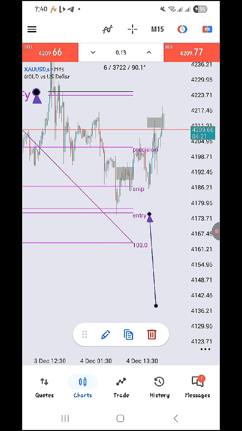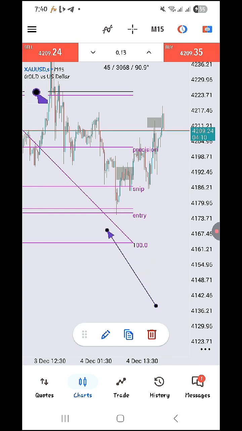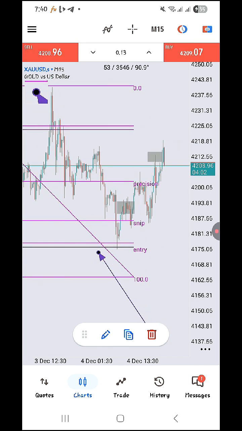That's the entry, but we said it's not safe. You can enter if you're very aggressive, but mostly I like waiting for confirmation. When I see that my zone is respected, remember these levels are very powerful. The market either breaks them with a lot of momentum or respects them on point.